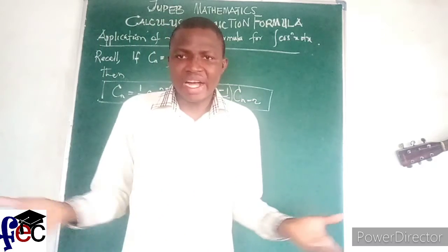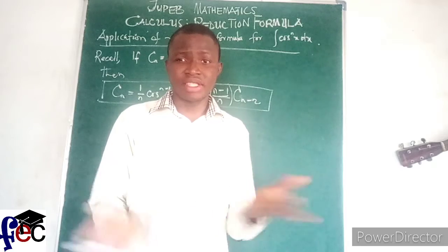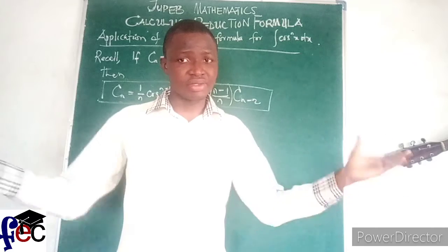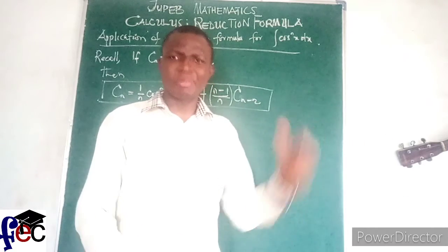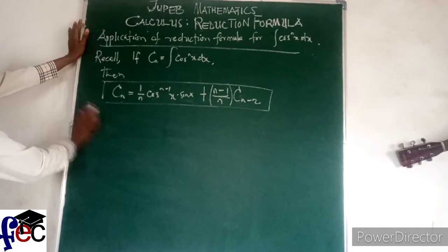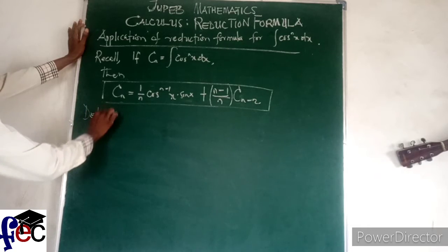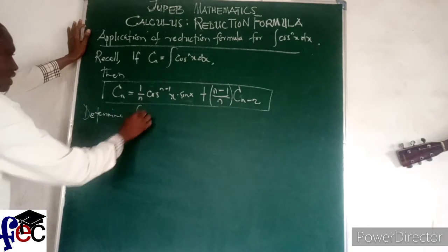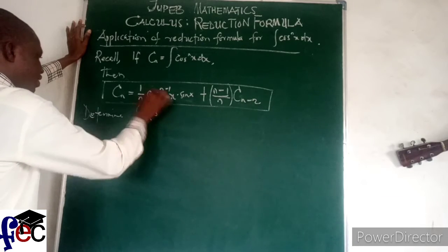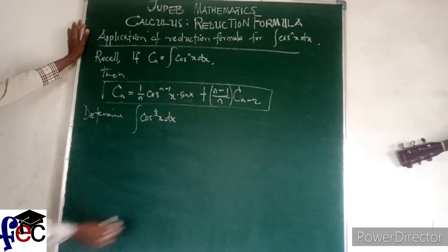All right, suppose you are asked to integrate cos x raised to power 7, for example. Integrate cos x raised to power 7 with respect to x. How do you apply the reduction formula? Here is an example. You can be asked to determine the integral of cos 3x dx. How do you do that?